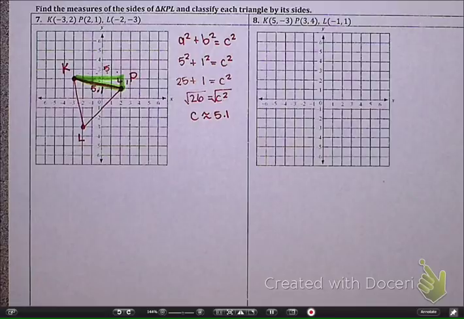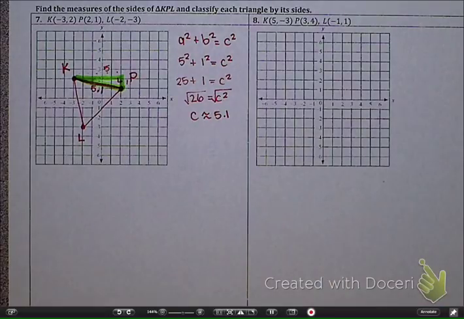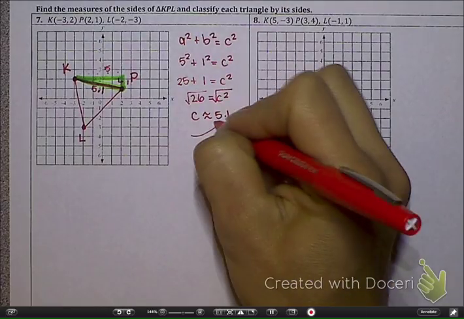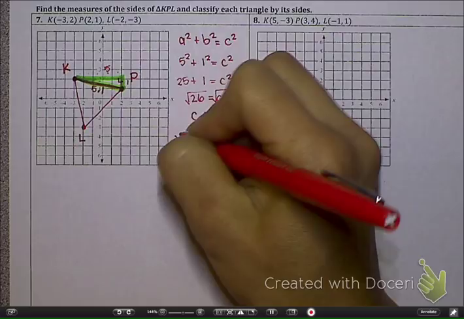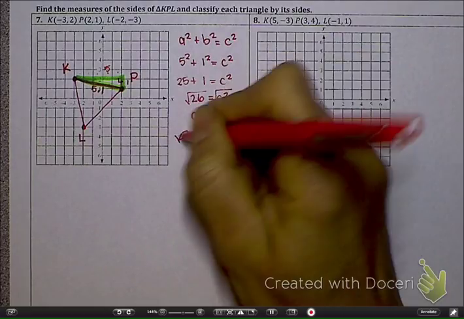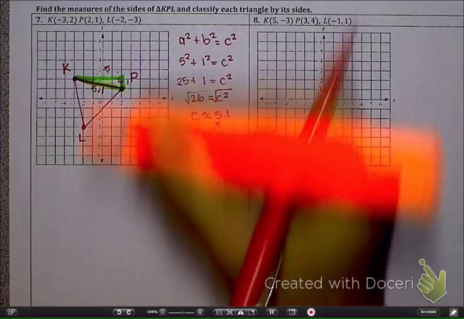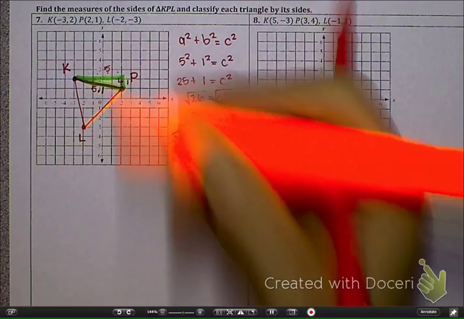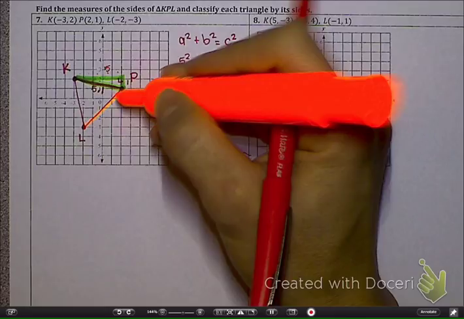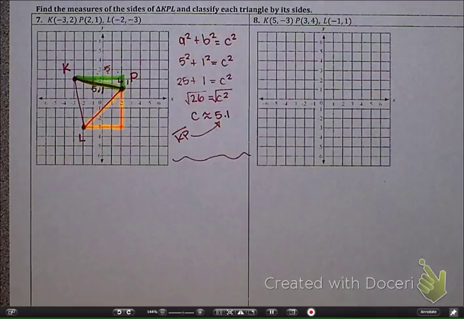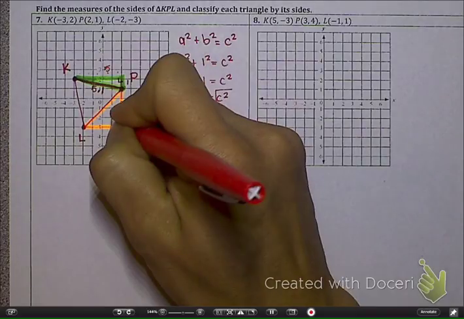Now I'm going to do this again, but for side LP. The side I did up here was KP. Now I'm going to do side LP, and I'm going to draw another right triangle off of that side. Here's my right angle.